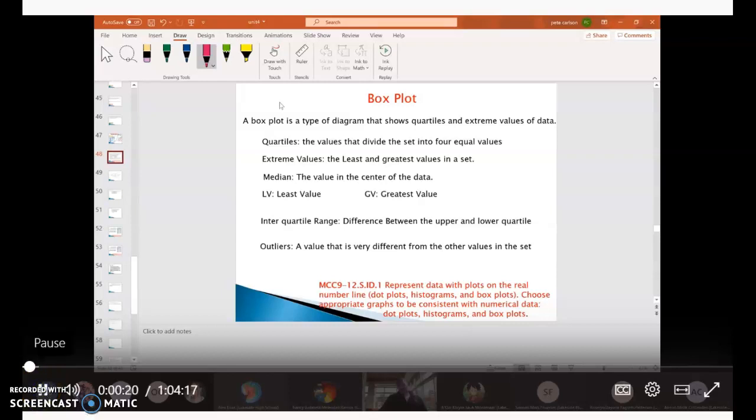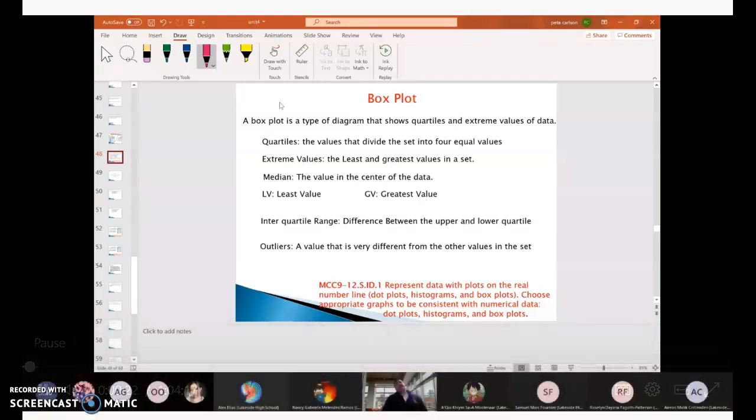Some call them box and whisker plots, but in Coordinate Algebra, we call them just box plots. Now, basically what a box plot is, it's a diagram, and it shows quartiles, and it also shows extreme values.